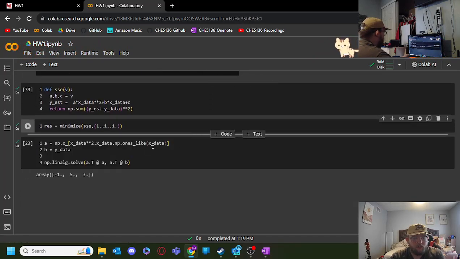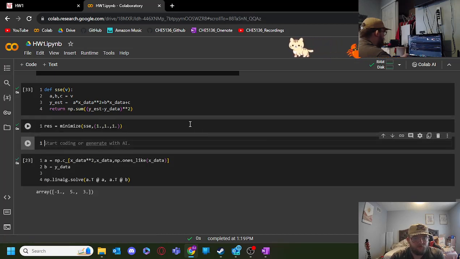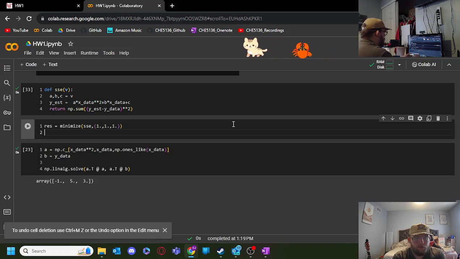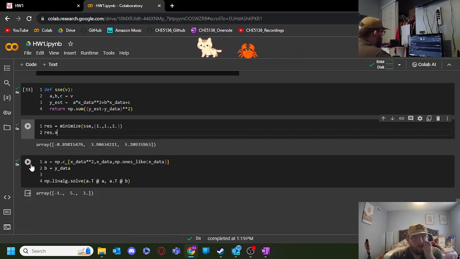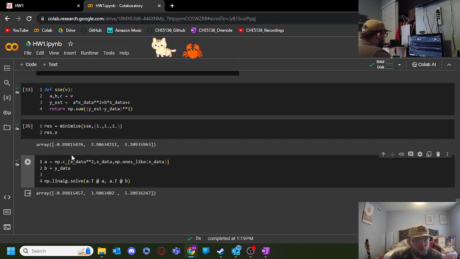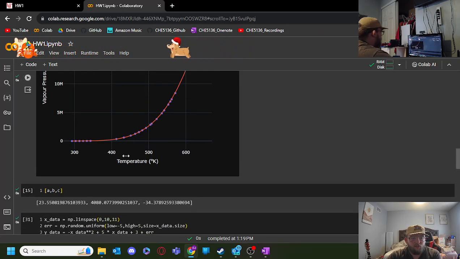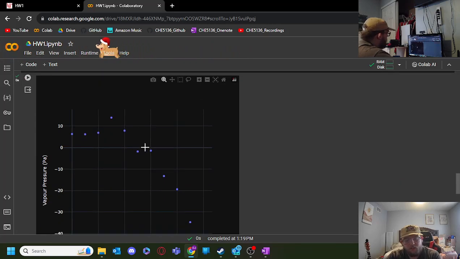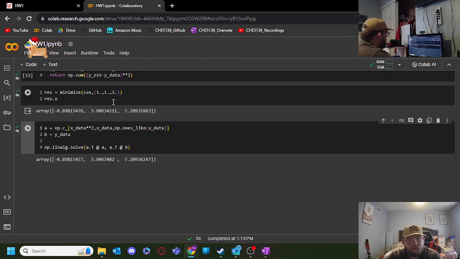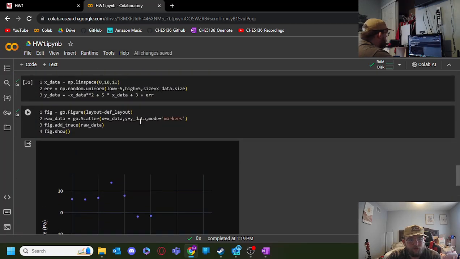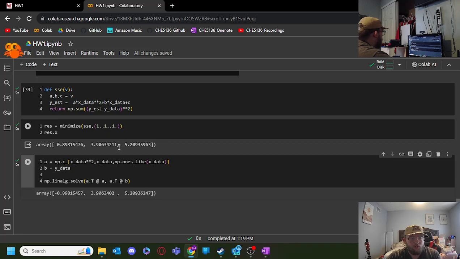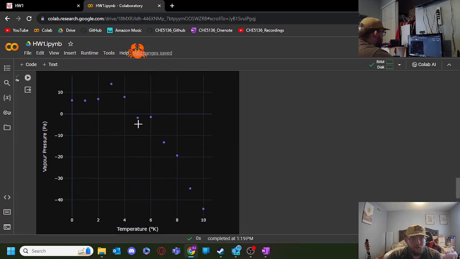So if I run that and I display res.x, notice that we are still getting very close answers, even though there is some error. The reason there is some error between these is that the transformations we're doing, for example here, by squaring the x data, we're also transforming the errors in there.